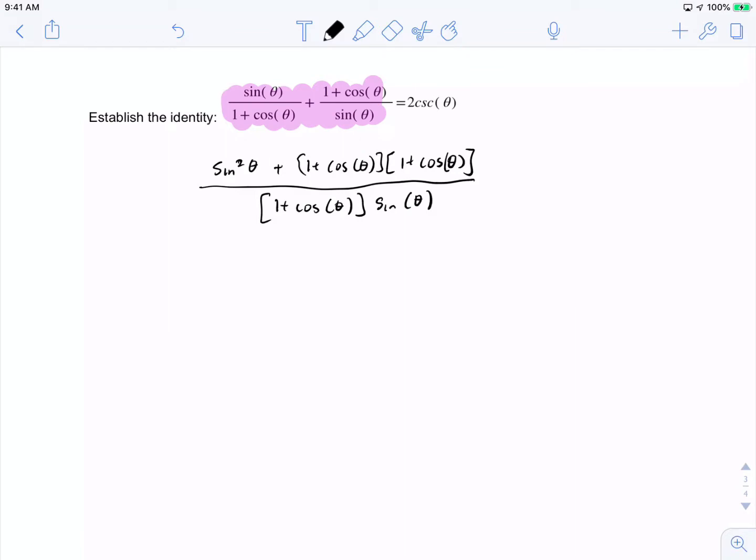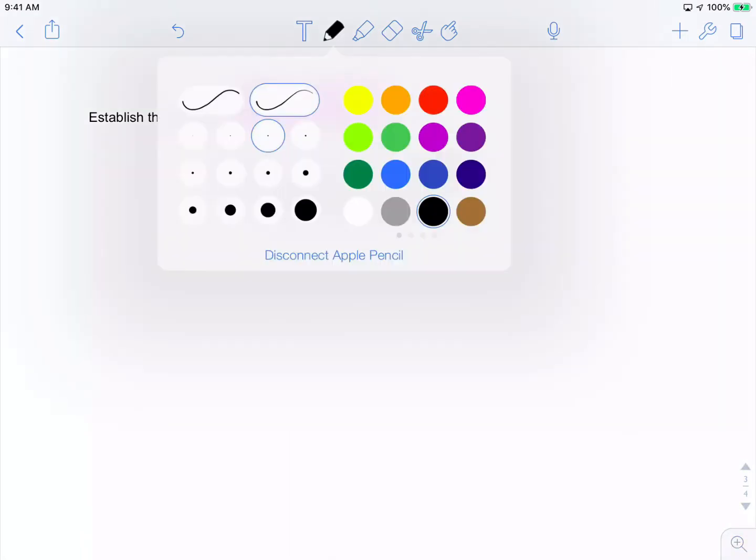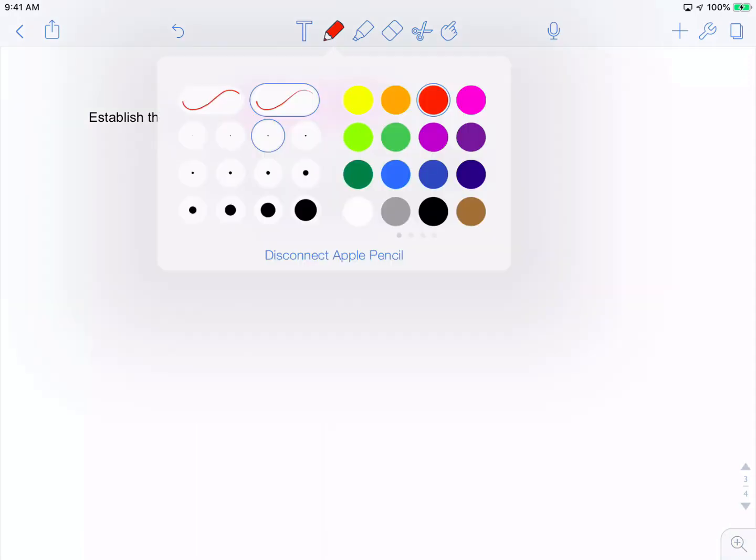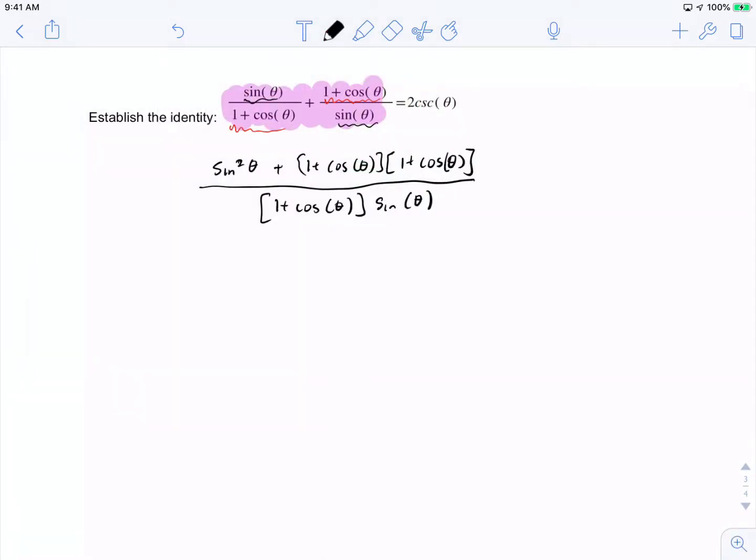like this. So what I did is I ended up multiplying sine with sine and multiplying 1 plus cosine theta with 1 plus cosine theta, which then gave me the numerator, and then the denominator was just the two denominators being multiplied together. Okay, so once we do this, we see that this is going to be sine squared plus 1 plus cosine theta squared over my 1 plus cosine theta times sine theta.